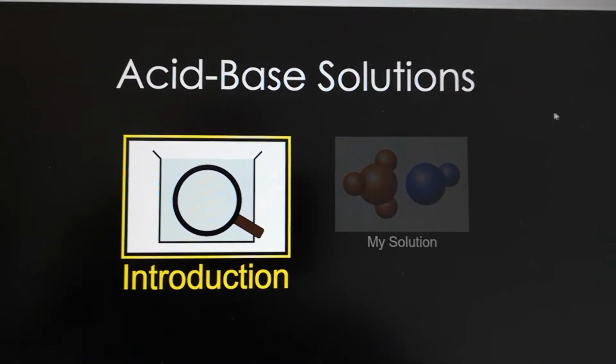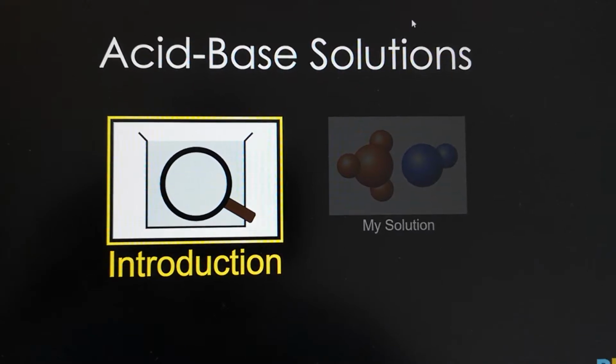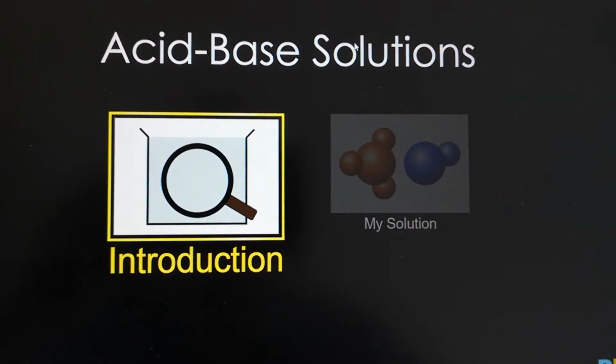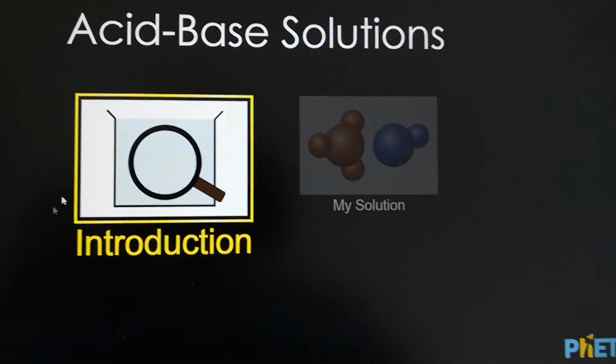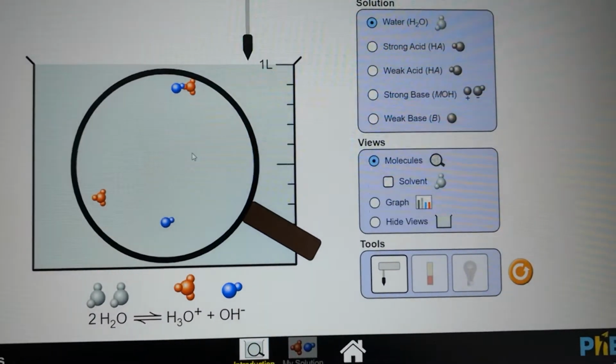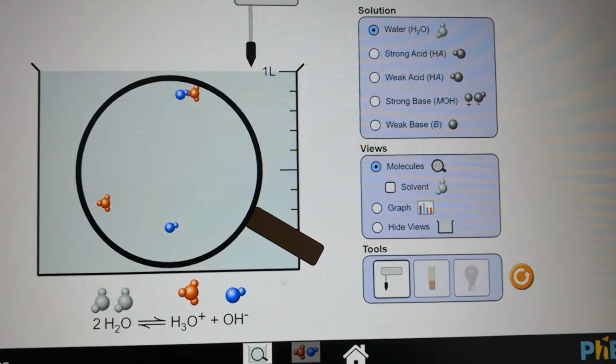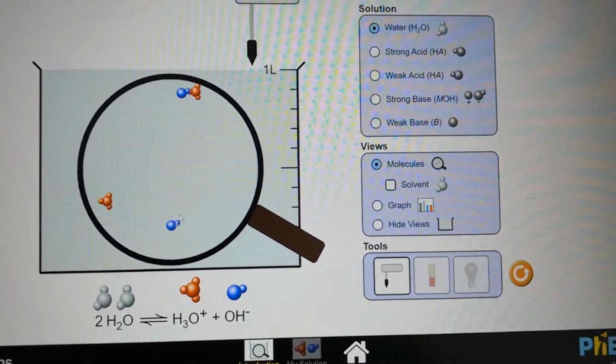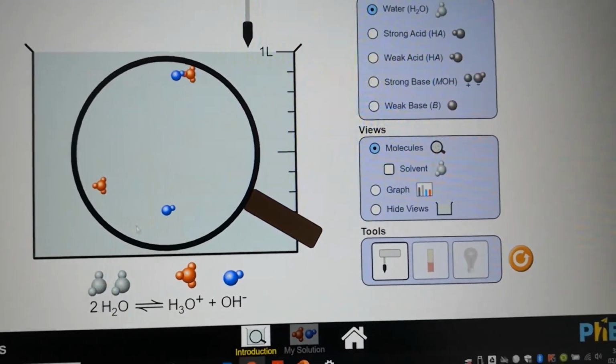Okay, so this is the PhET Colorado app, where you can play with the acid-base solutions lab. Click on Introduction, and here you see a beaker of water. There's a magnifying glass for you to see the molecules inside.